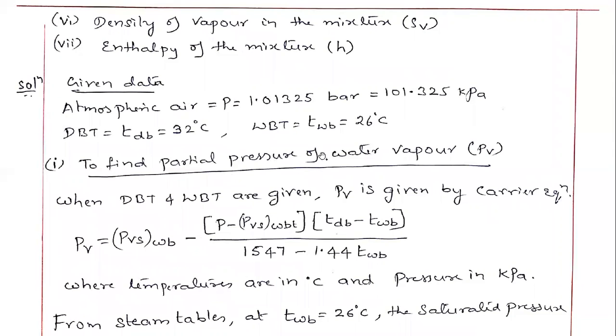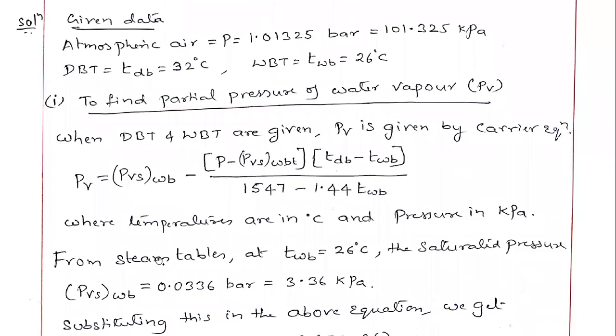So we need to find the partial pressure of the water vapor. When dBT and WBT are given, we have to use this Carrier equation which says PV is equal to PVS at WB, that is wet bulb temperature, minus (P, the total pressure, minus PVS at WBT) multiplied by the difference in the dBT and the WBT temperature, divided by 1547 minus 1.44 WBT.